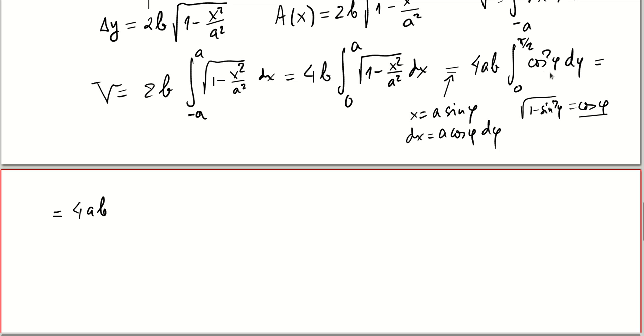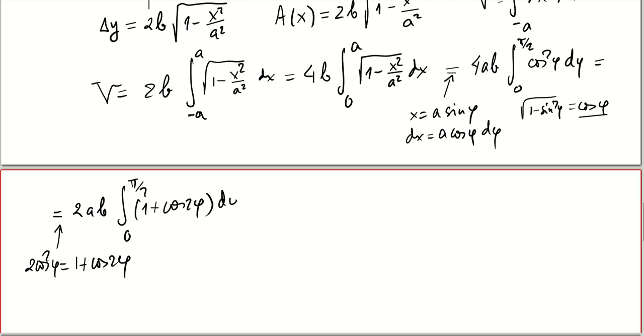That is equal to 4ab, and remember, 2 times the cosine squared of phi is equal to 1 plus the cosine of 2 phi, and that is exactly what we're going to write there. So it's the integral from 0 to pi half of 1 plus the cosine of 2 phi d phi. Then we have 2ab.